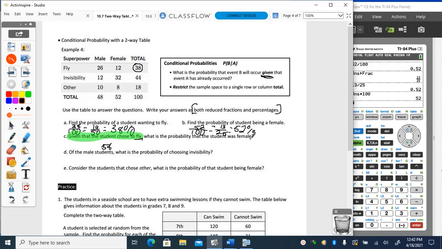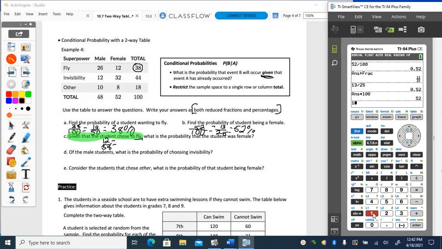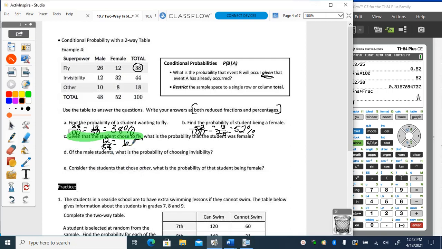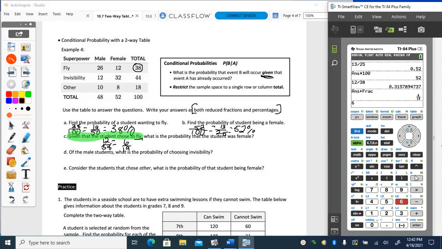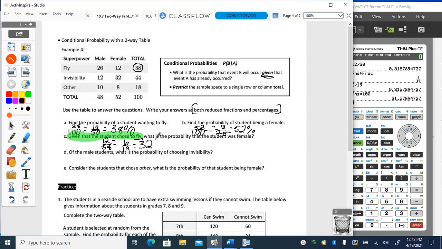And then the probability was a female. How many of those 38 students were female? 12. So we have 12 over 38. Let's reduce that fraction. Math, enter. And that got us 6 over 19. Let's divide 6 by 19. We got this really funky decimal, but we remember we multiply it times 100, and we round that up to 32. So 6 over 19 or 32%. We're given a condition, and once we have that condition, we go to the total of the condition.